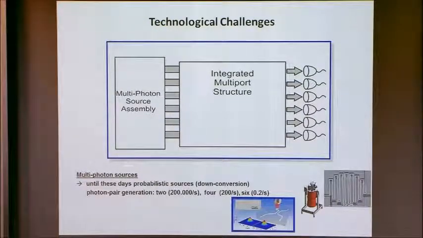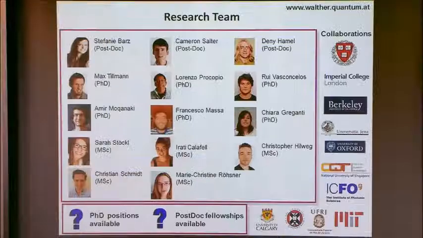And here, all of them are, until these days, probabilistic. With a bright source, 2 photons, 4 photons at the same time, you see on the order of 200 photons per second. If you go to 6 or 8, you have to wait a very long time to get the positive click and to use them for computations.